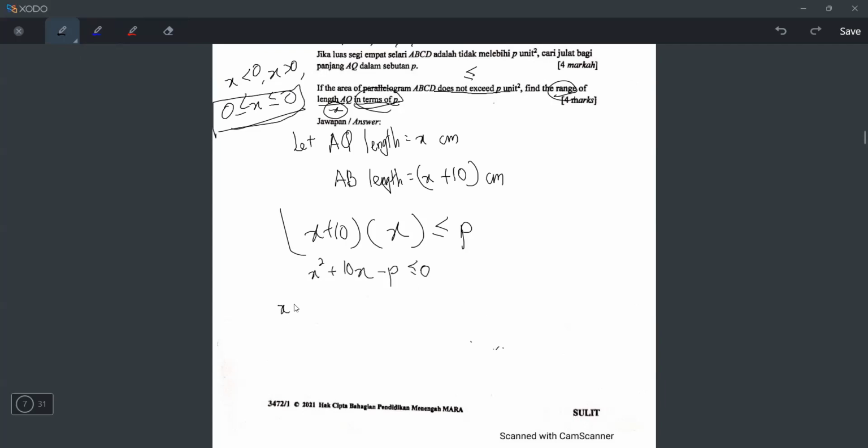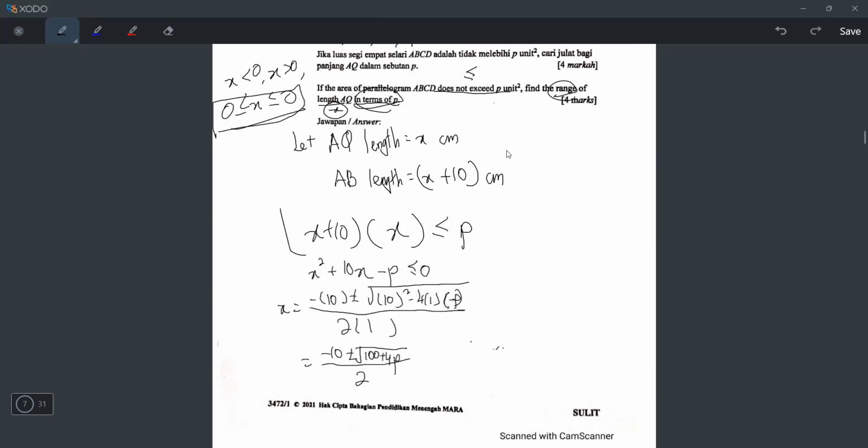I will use the quadratic formula, which is x equals negative b plus minus square root of b squared minus 4ac, over 2a. So my b will be 10, my a will be 1, and my c will be negative p. Here I will get negative 10 over 2, plus minus square root. 10 squared is 100. 100 minus 4 times 1 times negative p, so it will be 100 plus 4p.